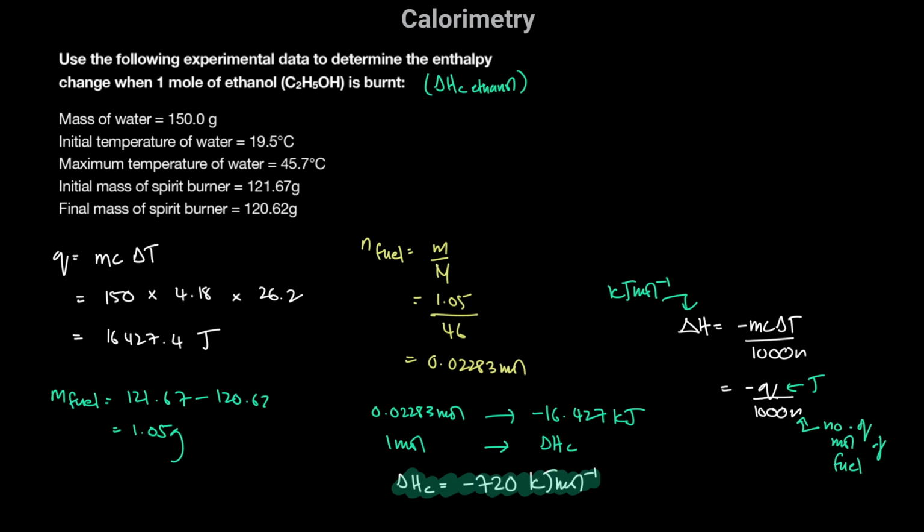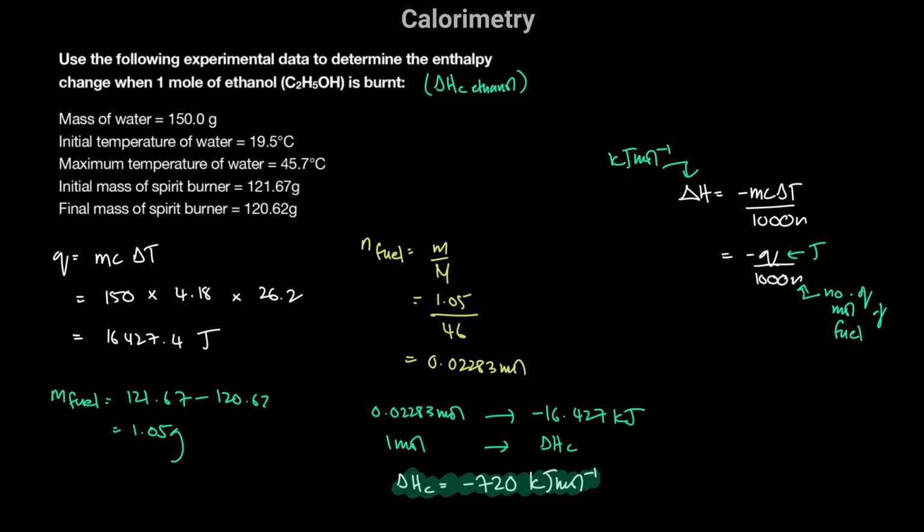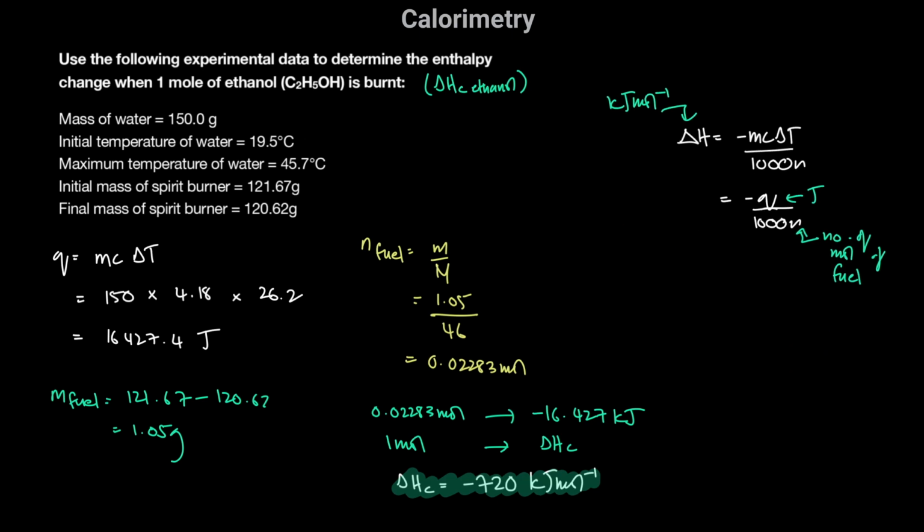Alternatively, what I prefer to do is convert the value of Q from joules to kilojoules first, and then I can just say that the enthalpy change of combustion is equal to minus Q over N. Here we're taking Q in kilojoules, and N is again the number of moles of fuel. And delta H combustion is the enthalpy change of combustion in kilojoules per mole.